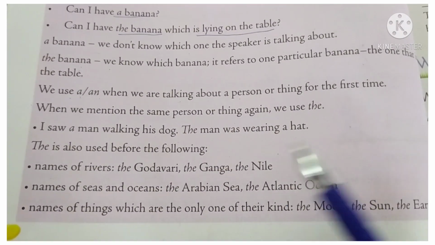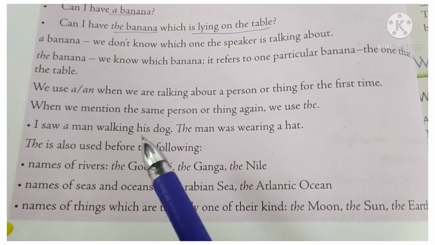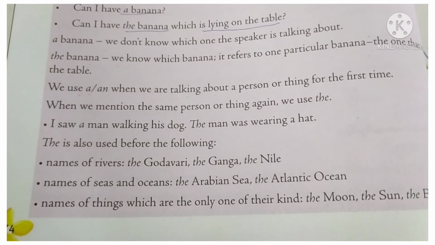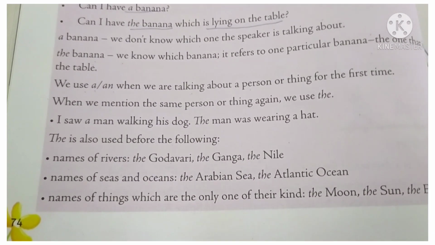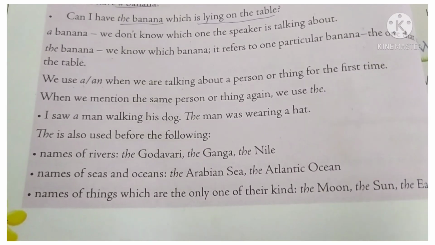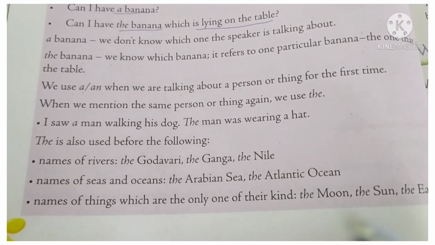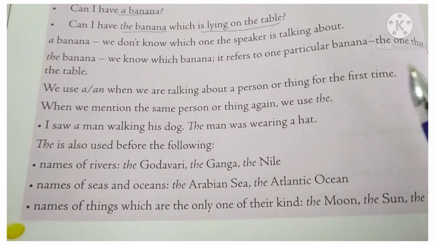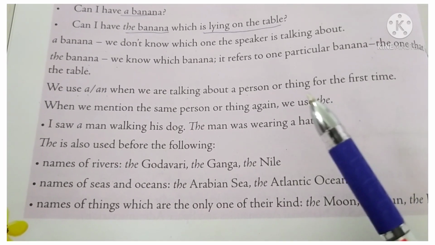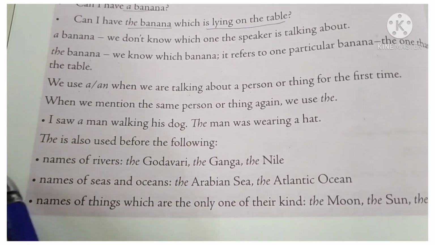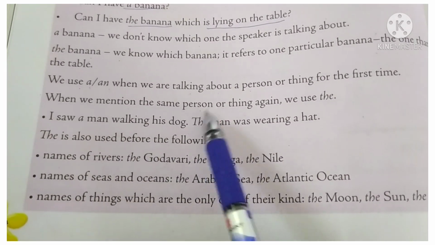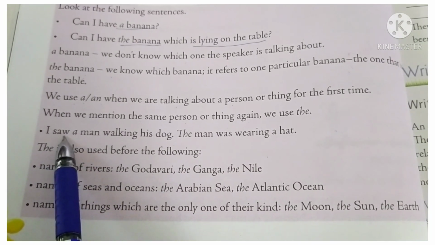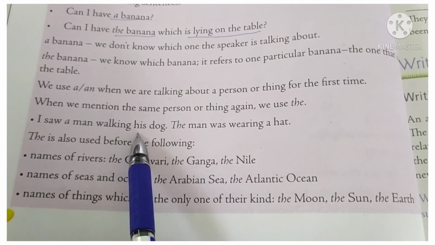I saw a man. The man was walking. I saw a man. The man was wearing a hat. So, no need to use a or an again and again. Use a or an when we are talking about a person or a thing for the first time. When we mention the same person or thing again, we use the. Look at these examples. I saw a man walking his dog.